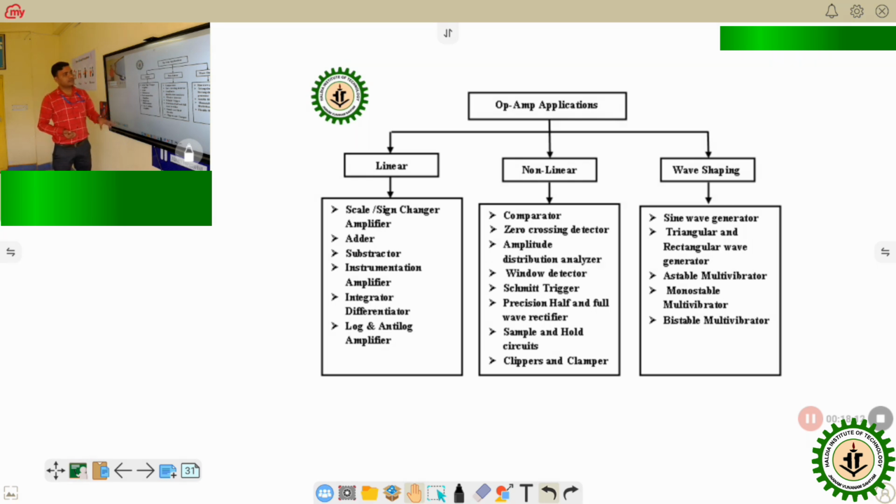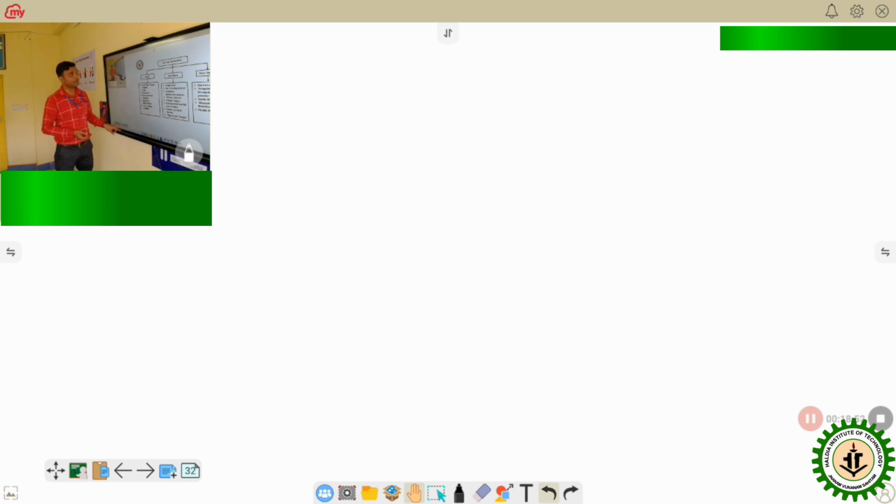So just in a tabular form, I have shown a few characteristics and applications of op amp in linear, non-linear and wave shaping circuits. In case of linear circuits: integrator, differentiator, log, adder, subtractor. For non-linear applications: comparator, zero crossing detector, amplitude distribution analyzer, Schmitt trigger, clipper, clamper. For wave shaping: sine wave generator, monostable multivibrator, bistable multivibrator. These are the different applications of the op amp on the basis of linear, non-linear, and wave shaping circuits.